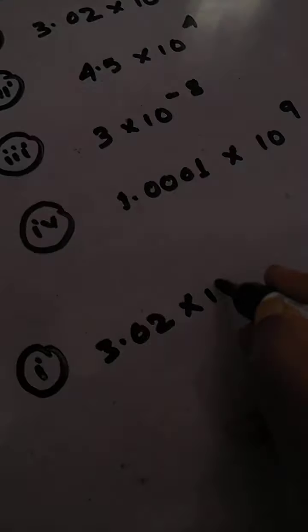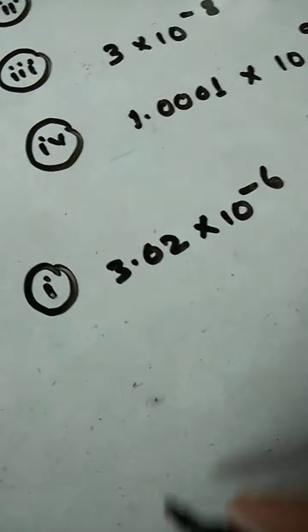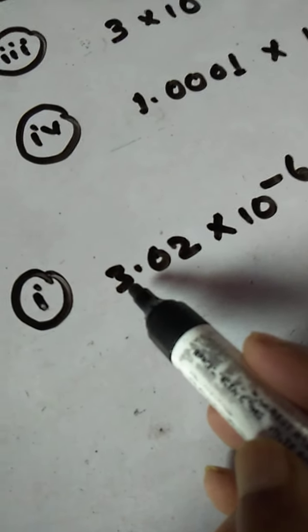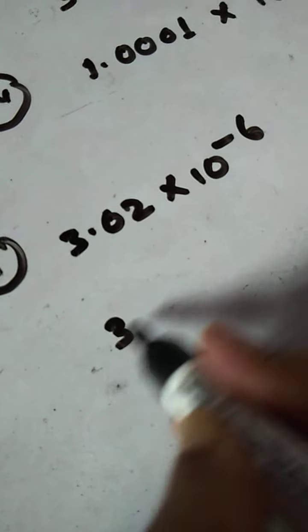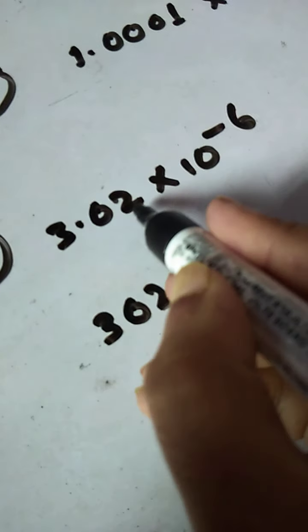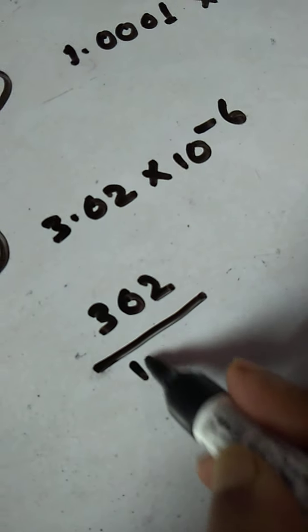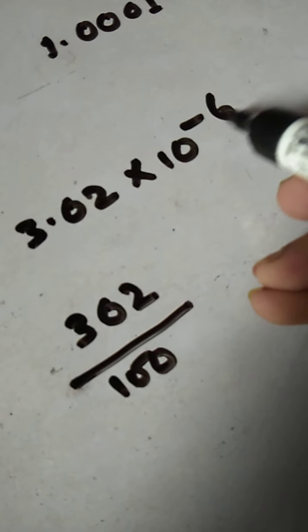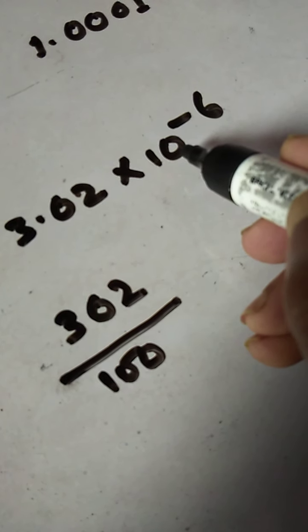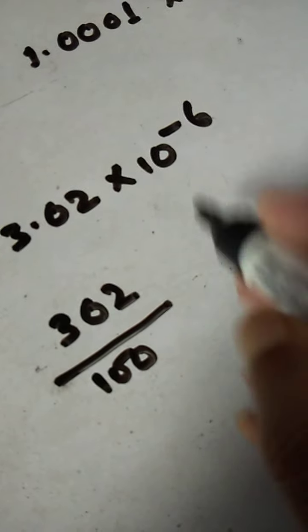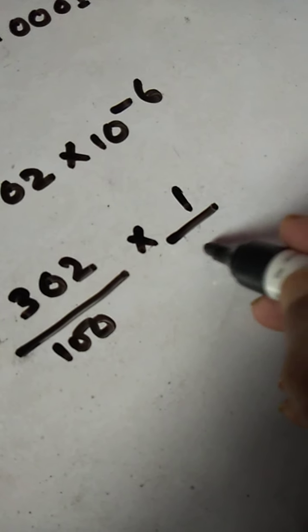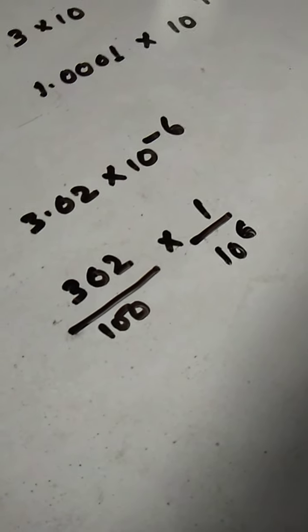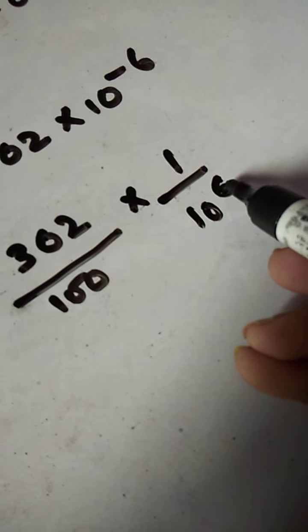That is 3.02 into 10 to the power minus 6. Now if the number is already in decimal form, you will convert the decimal into fractional form. After the decimal, how many digits are there? 2, so we'll divide it by 100. Now the base 10 is carrying a negative power, isn't it? To make it a positive power, we'll have to take the reciprocal. Now it is in positive notation.